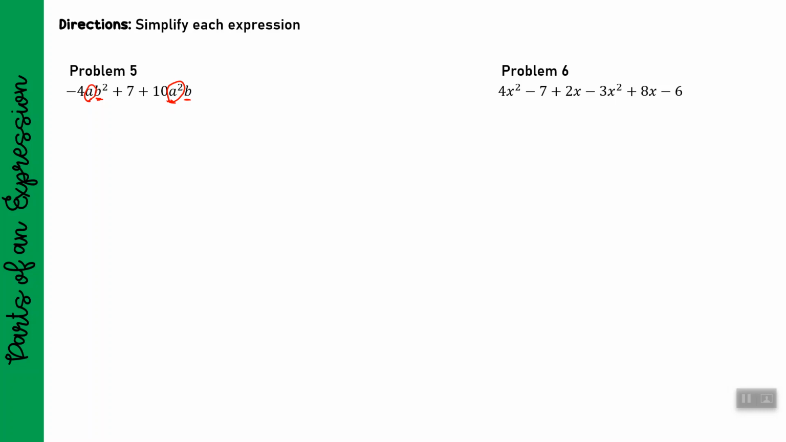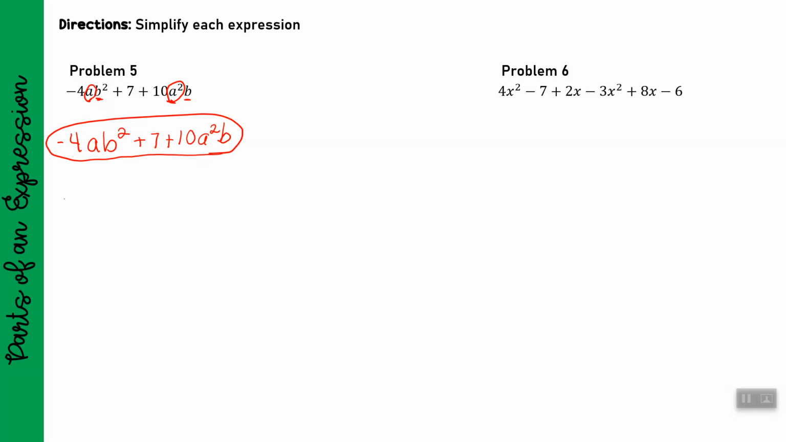So we have a couple options. Now, depending on whether maybe you're looking at a textbook or an online platform, different platforms ask you to write this different ways. One way I can write this as my solution is I can just simply copy it. Negative 4ab squared plus 7 plus 10a squared b. That would be considered correct because it's already in simplest form. So if I just copy it, it's still in the simplest form.